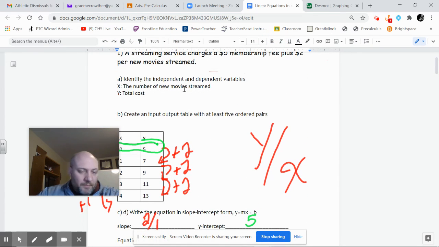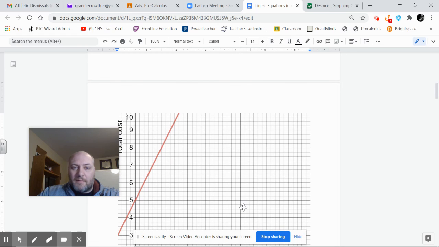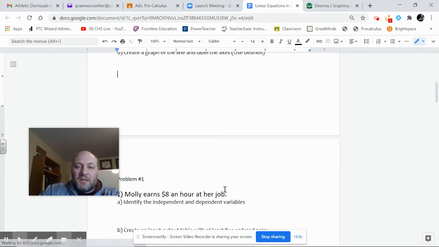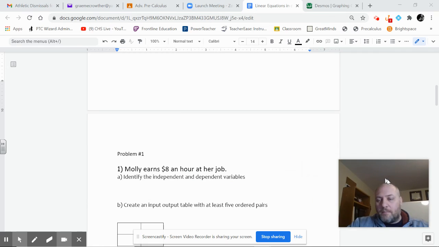So that's what we're looking for: to turn a problem that has a context, identify what we're looking for in the variables, create the table, use the table to create the equation, and then insert a picture of the graph. I'm just going to delete that for space. So you're going to have 3 problems to work on.